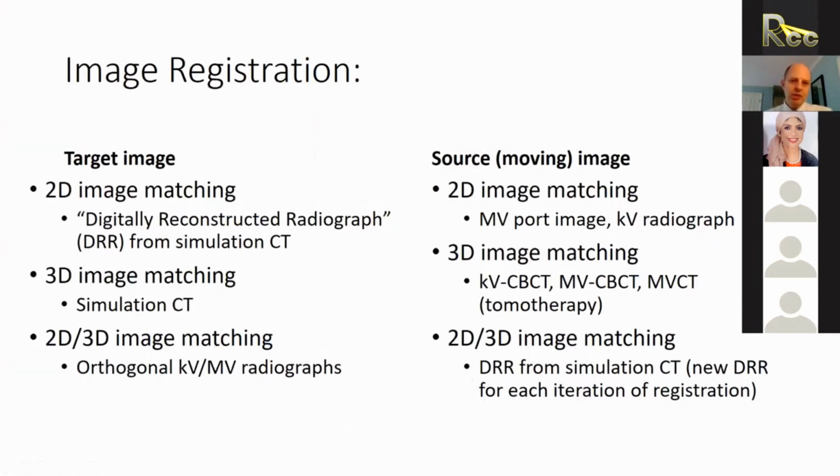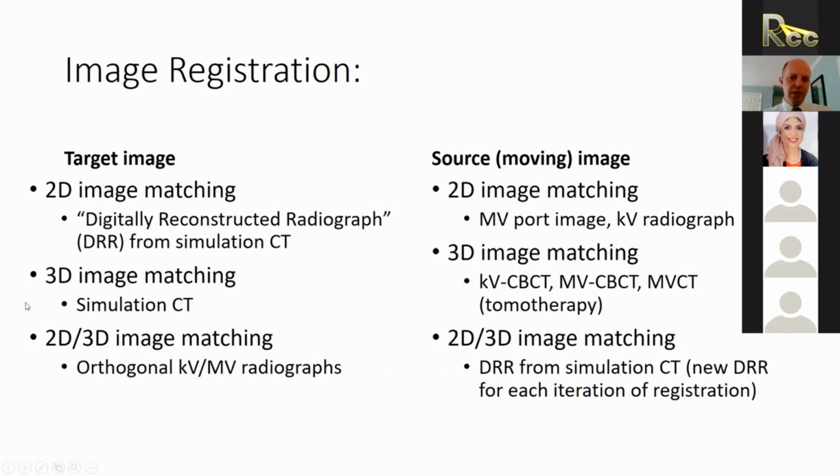For the image registration, we have the target image and we have the source or the moving image. So for 2D image matching, the target image is a digitally reconstructed radiograph, a DRR for short, from the simulation CT. What this does is you take the 3D CT and you make a projection through it of what the attenuation will look like at a certain angle. And so then when you go to match at the patient, the source image will be basically the radiograph, either an MV or a kV radiograph, that will match to that DRR.